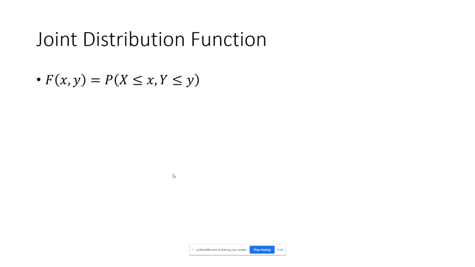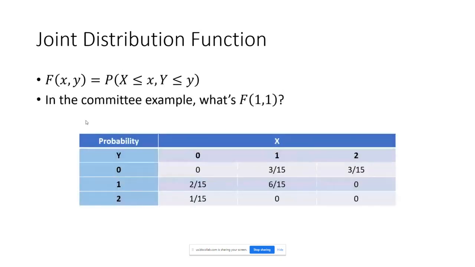All right. Similarly, we can think about a multivariate version of the distribution function. So the probability that X is less than or equal to x and Y is less than or equal to y, which we can write as capital F of x comma y. So, for example, in our committee example, what is big F of 1, 1?